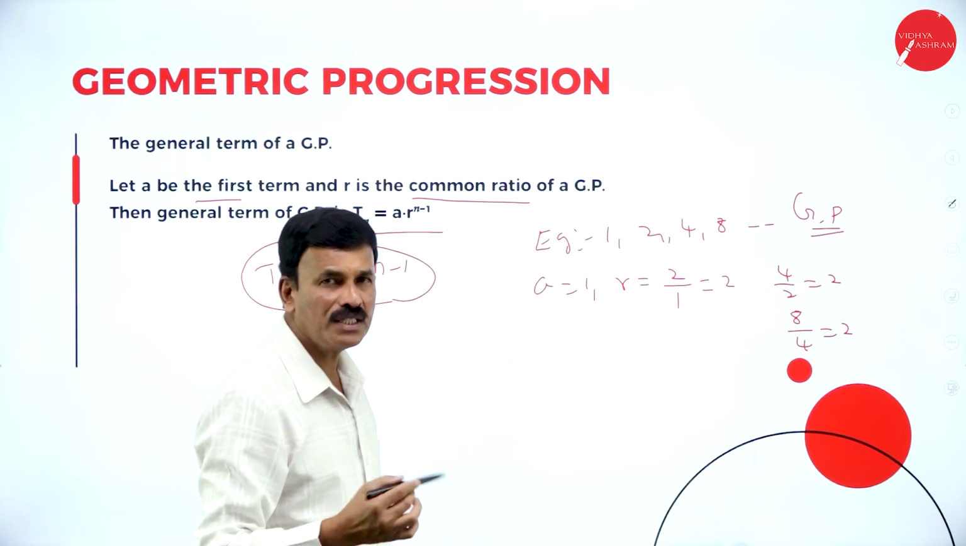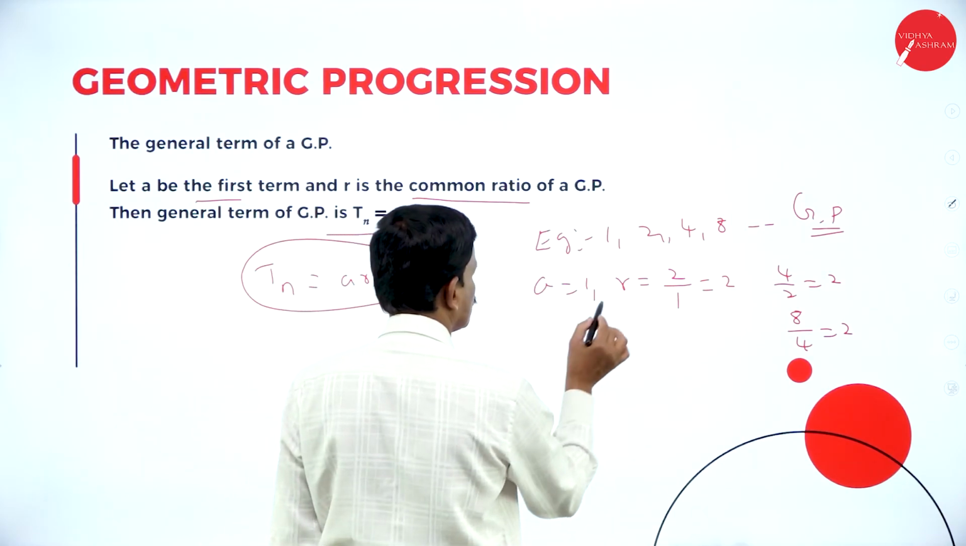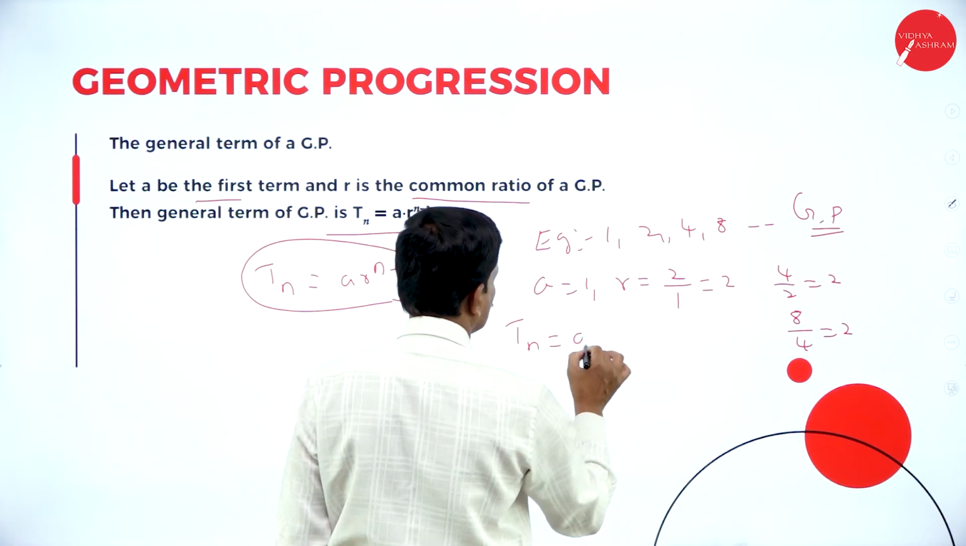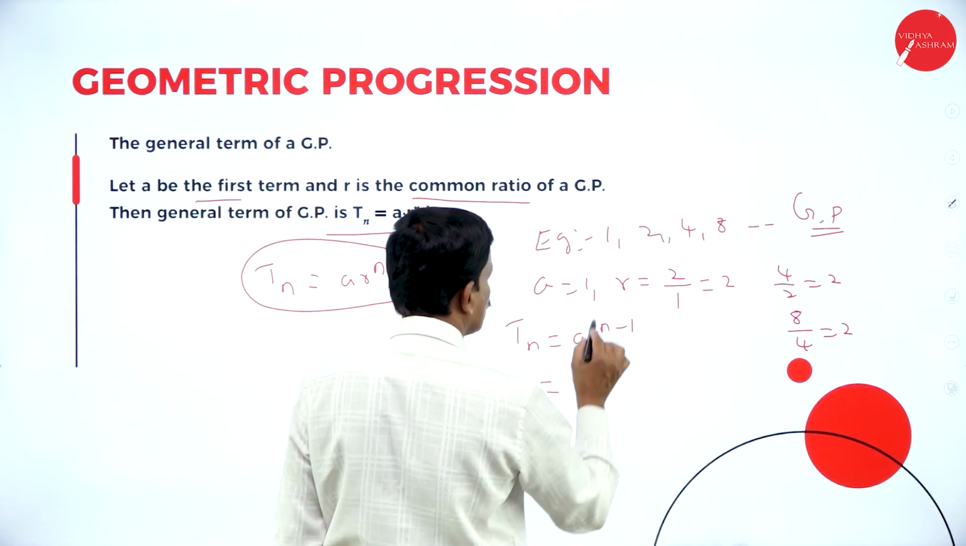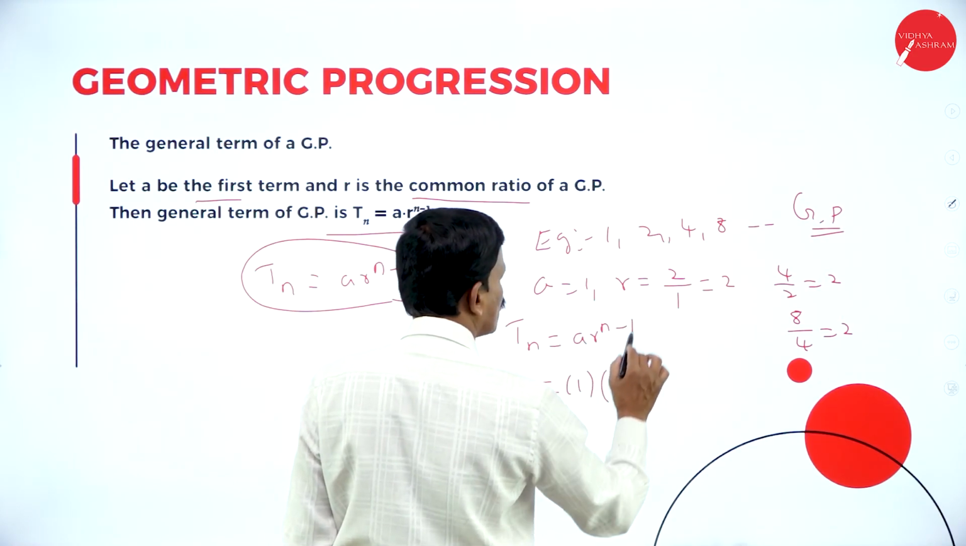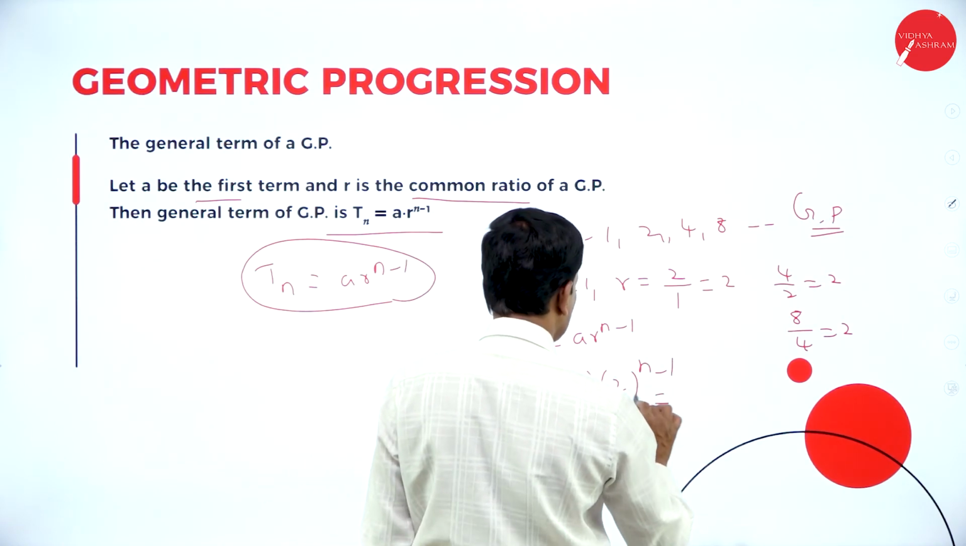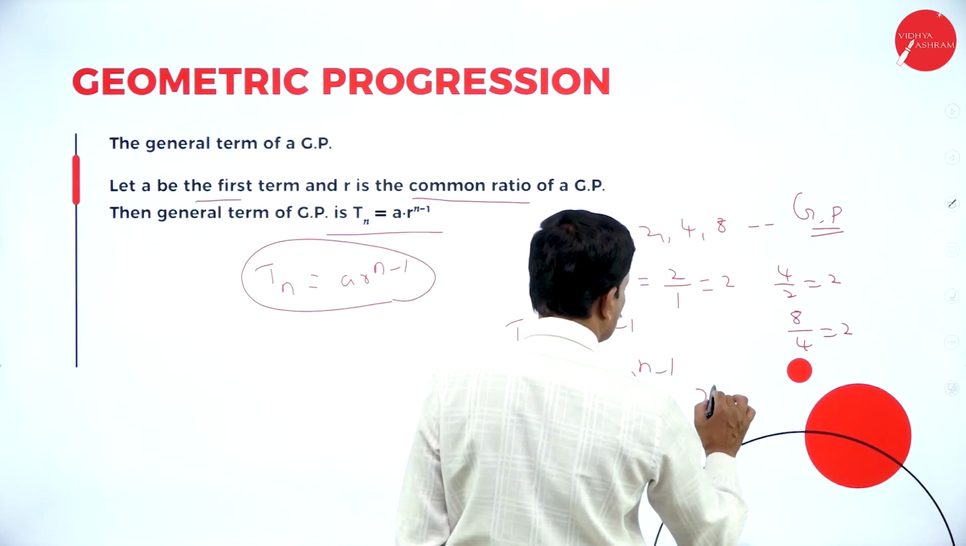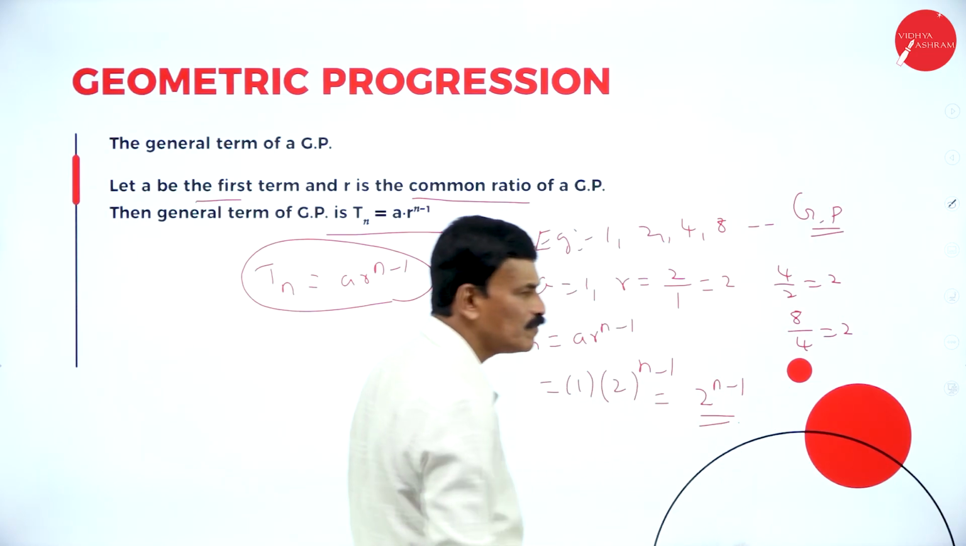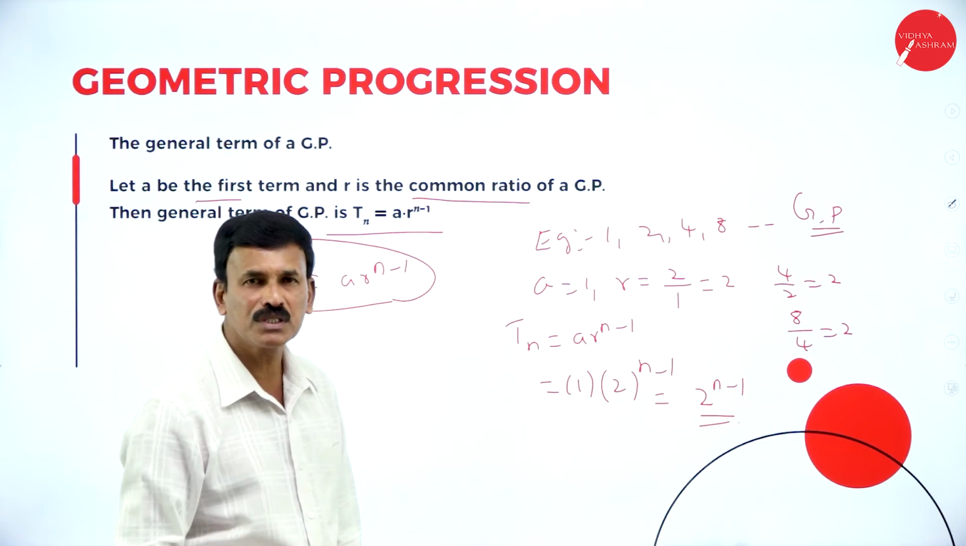Okay. Now to find the nth term of such a geometrical progression, the nth term Tn is equal to AR to the power of n minus 1. What is A? A is 1. R, what is R? R is 2 to the power of n minus 1. So this is 1 into any number is the same, 2 to the power of n minus 1 is the nth term of this given geometric progression.